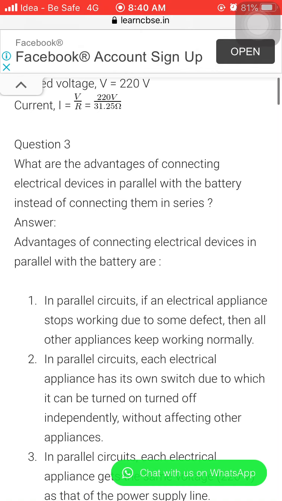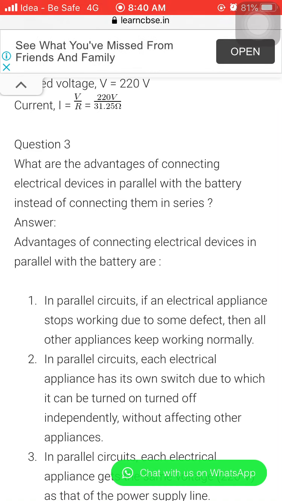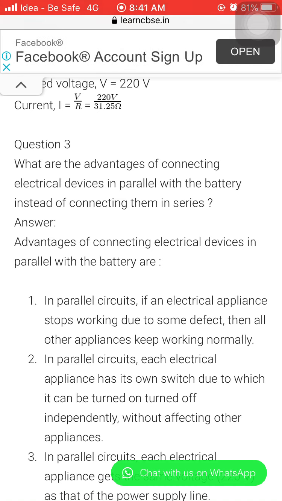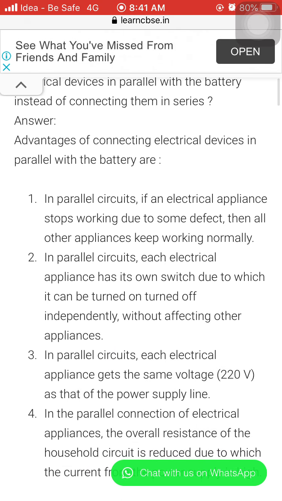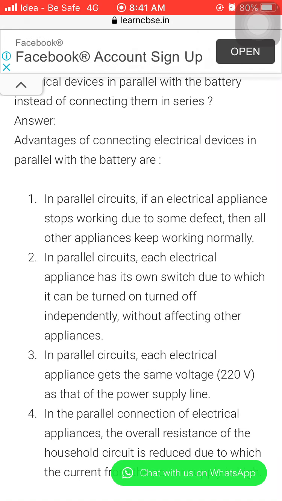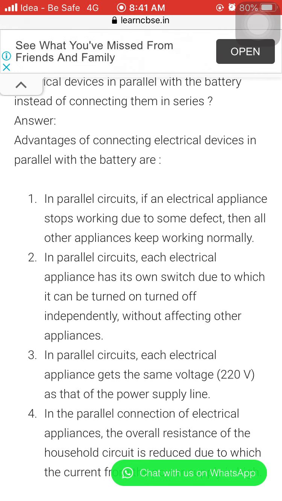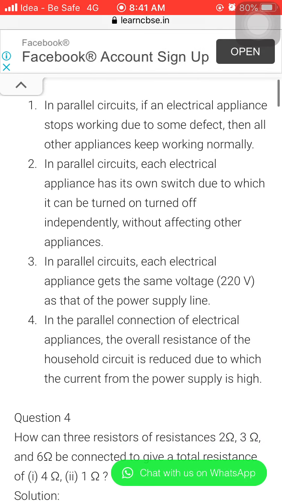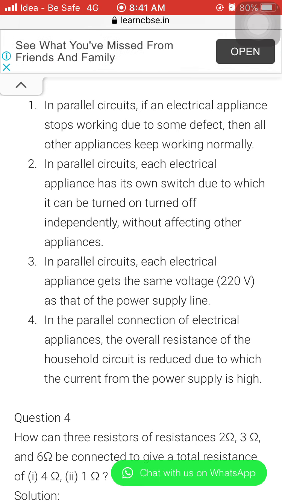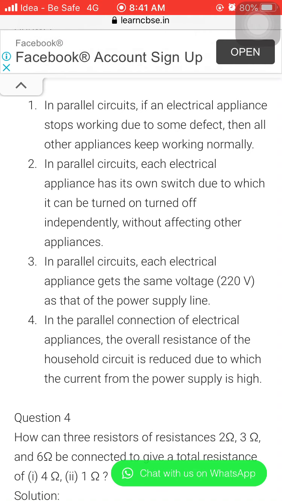Now question 3 we have: what are the advantages of connecting electrical devices in parallel with the battery instead of connecting them in series? There are some advantages if you connect the electrical devices in parallel with the battery. If due to any defect one electrical appliance stops working, the other appliances keep on working smoothly. This is the major benefit of connecting the electrical appliances in parallel. Usually in our homes we follow parallel connection only. Next, in parallel circuits, each electrical appliance has its own switch, due to which it can be turned on and turned off independently without affecting the other appliances.